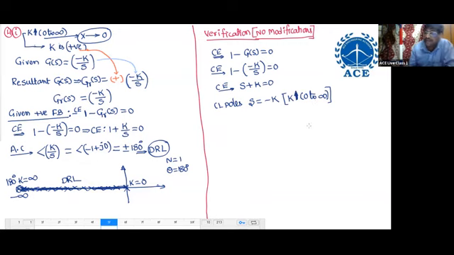Now substitute K equal to 0. Where is the pole? K equal to 0 means the pole is at the origin. Next, K equal to 1 means s equal to minus 1. K equal to 10, s equal to minus 10. K equal to infinity, s equal to minus infinity. That means this is the root locus diagram.